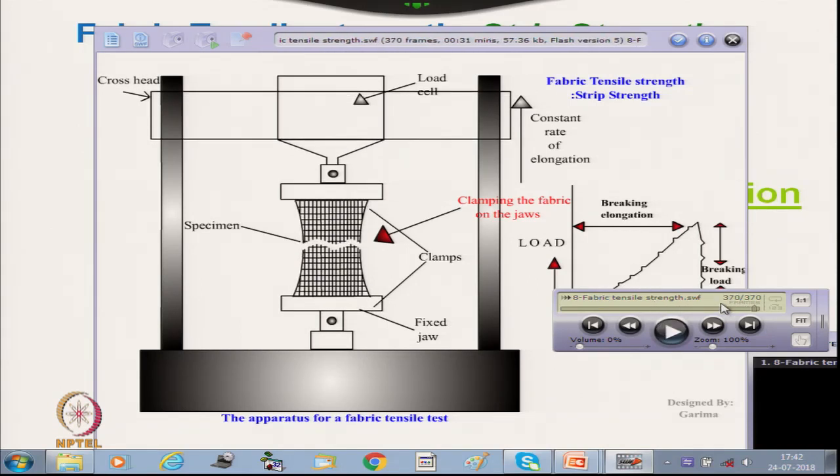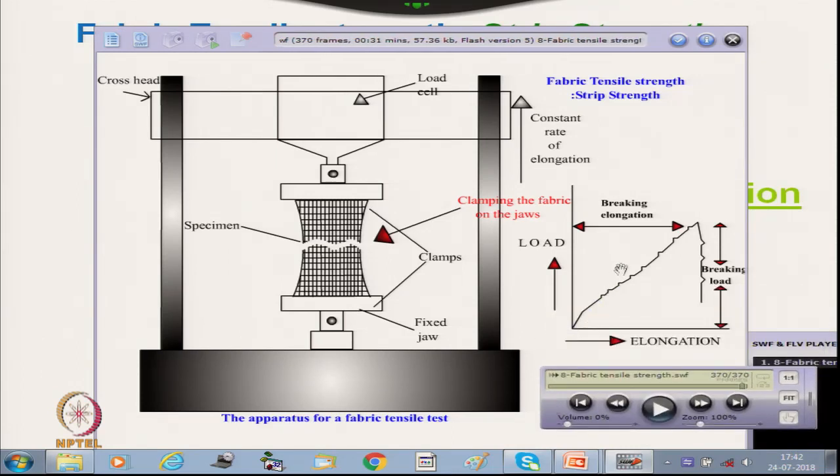So, the stress strain curve we can get from this. Okay. This is the stress strain curve, from there we can get the breaking load. This is the breaking load and this is the breaking extension. So, in this way we can calculate the energy required, everything we can calculate here. It is simply the stress strain curve or load elongation curve of fabric.